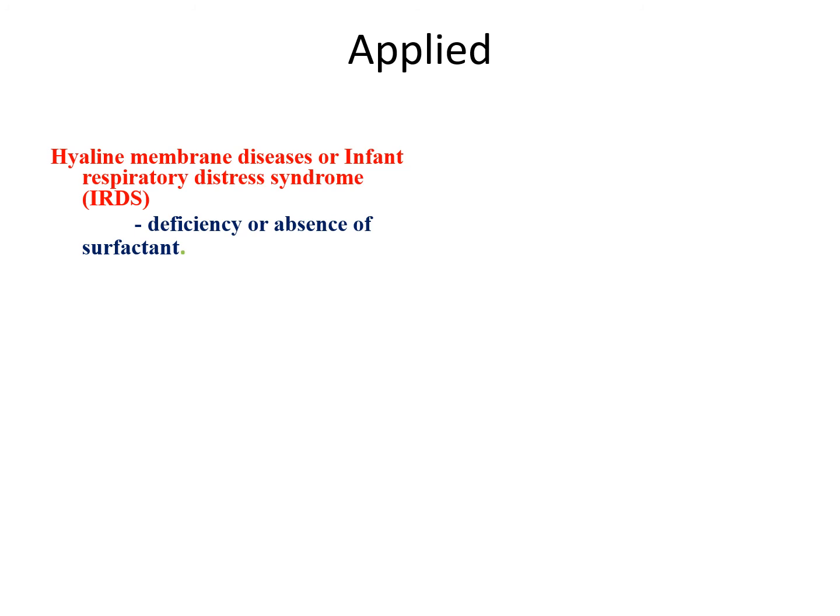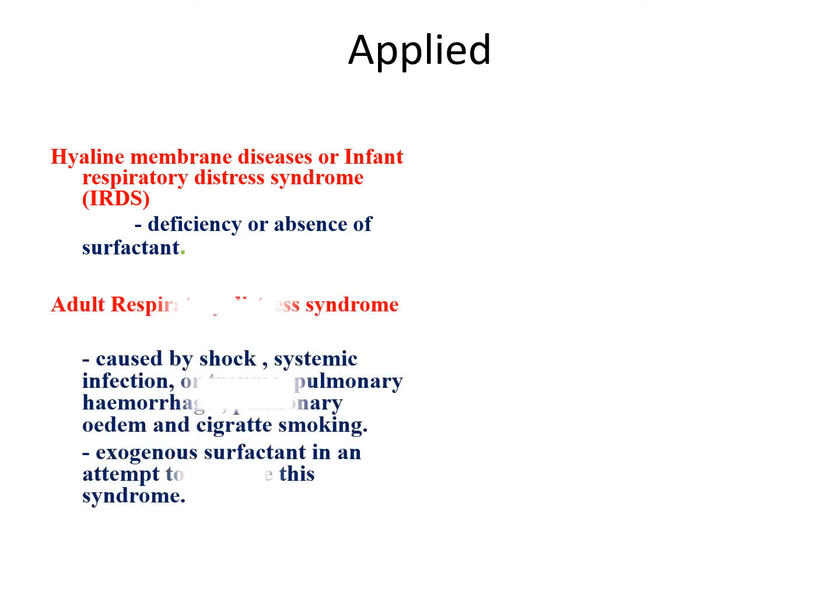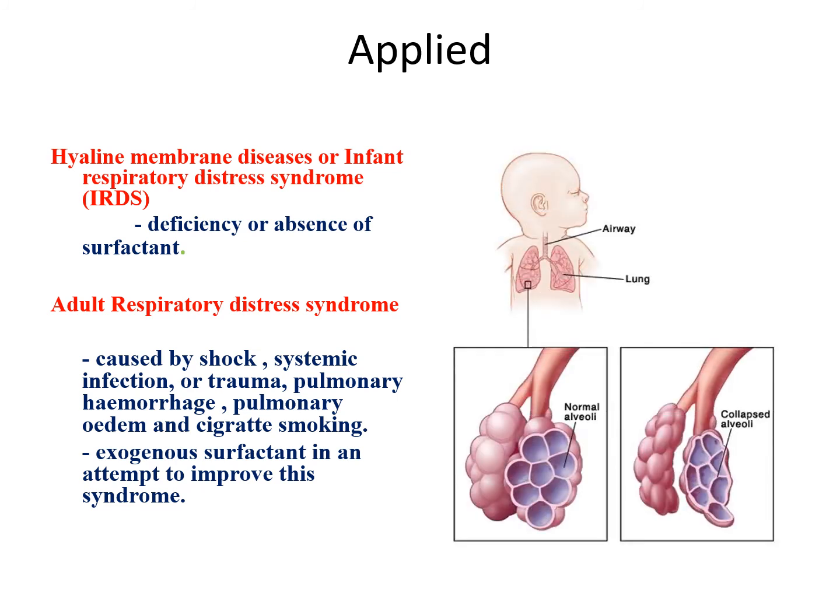Applied aspects. If the surfactant is deficient or absent in a child, we call it hyaline membrane disease or infant respiratory distress syndrome. If the surfactant is deficient in an adult, we call it adult respiratory distress syndrome. It is caused by shock, systemic infection or trauma, pulmonary hemorrhage, pulmonary edema, and cigarette smoking. Exogenous surfactant is available to improve the symptoms.